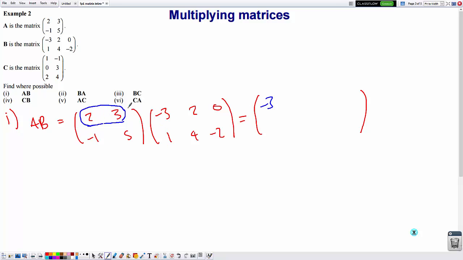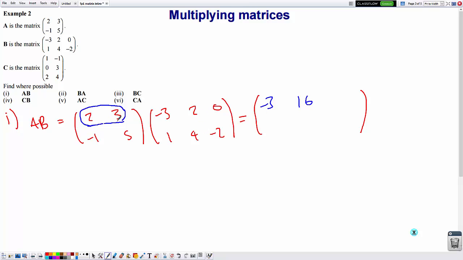Now I'm going to take the same row and multiply it by this column. So I'm going to do 2 times 2 plus 3 times 4. 2 times 2 is 4. 3 times 4 is 12. So it's 4 plus 12, which is 16. Notice the row here determines the row in the answer. The column here determines the column in the answer. So first row, first column gave me first row, first column in my answer. First row, second column gave me first row, second column.